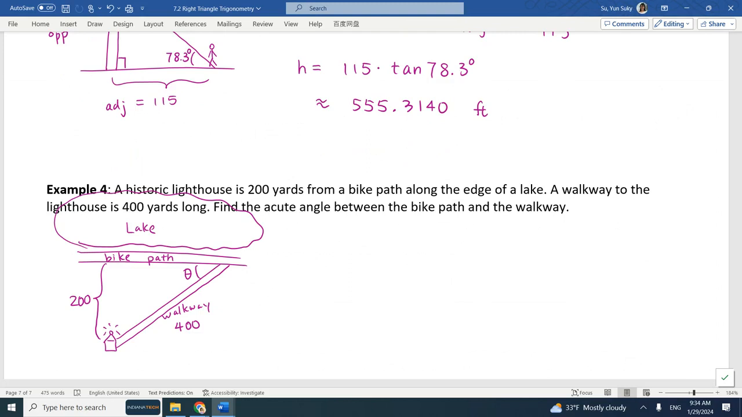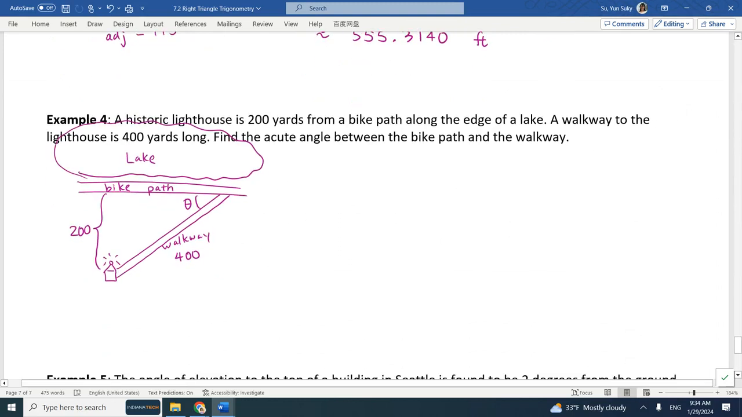So far, so good? Everybody? Okay, so this is a right angle triangle, right? This is a right angle triangle. And this is the angle we're interested in. What is this side? Opposite. Yes, everybody? Opposite. And how about this side? Hypotenuse. Yes.